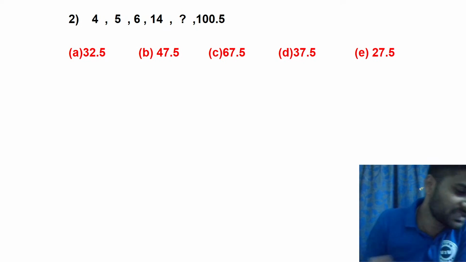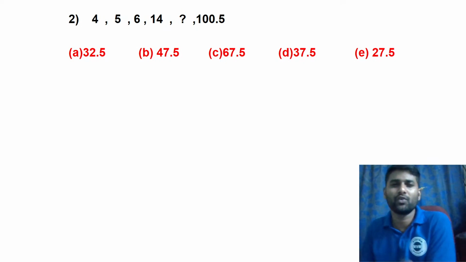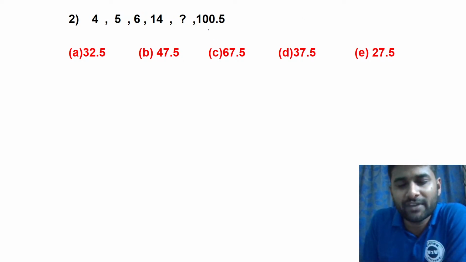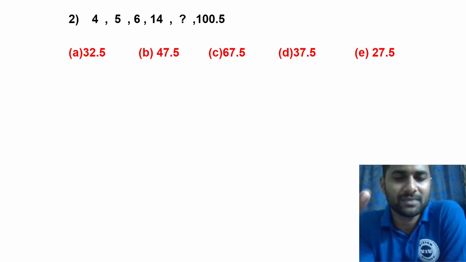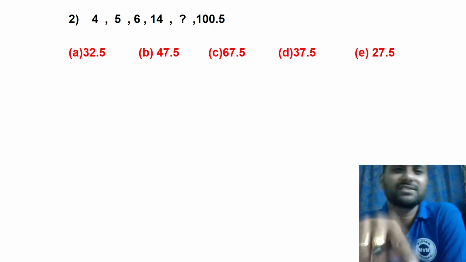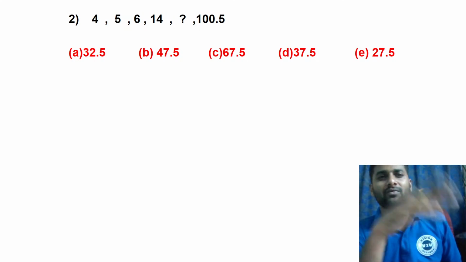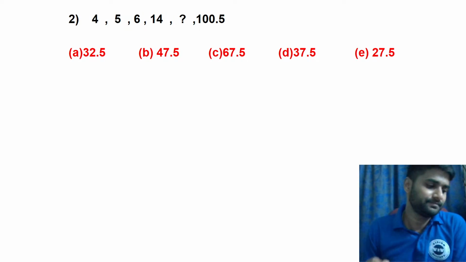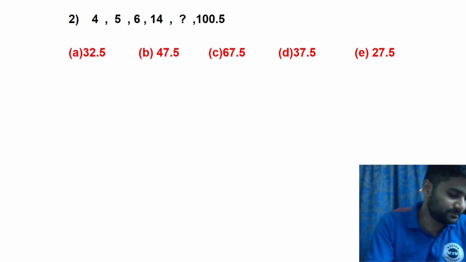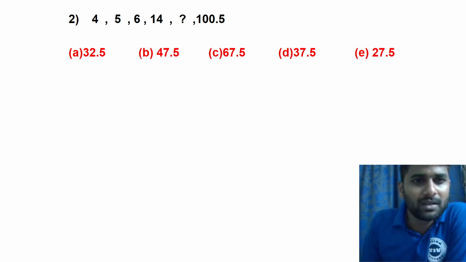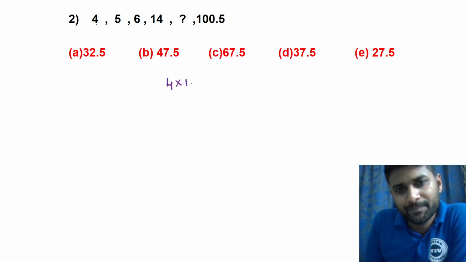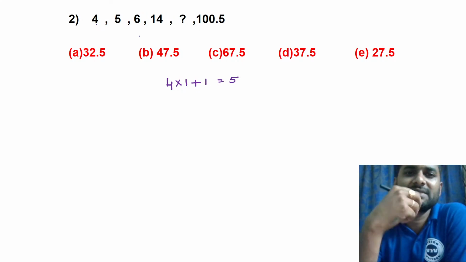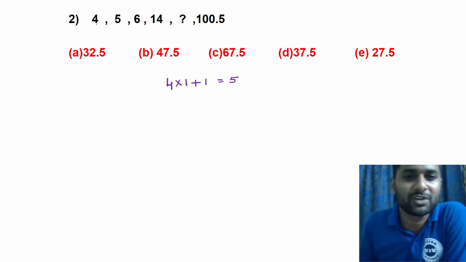Identify the next one. What can replace the question mark? So here the numbers are 4, 5, 6, 14 and 100.5, guys. If you see a number in decimal, definitely there is a chance of multiplication in decimals also. Now identify what the chances are: 4 becomes 5, 5 becomes 6. Now see the chances here: 4 becomes 5 means 4 multiplied by 1 time, plus 1. If you add 1 it becomes 5. Now 5 becomes 6.